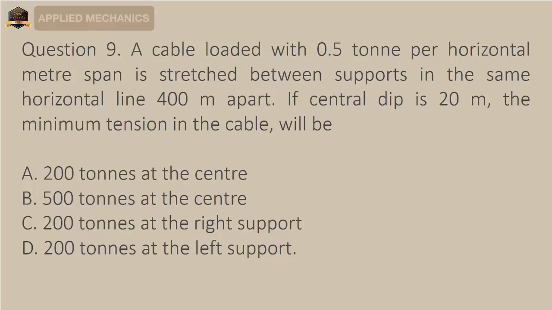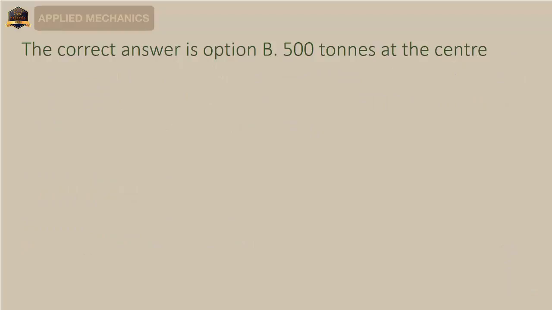Be doubled. Question 9. A cable loaded with 0.5 ton per horizontal meter span is stretched between supports in the same horizontal line 400 meters apart. If central dip is 20 meters, the minimum tension in the cable will be: A. 200 tons at the center. B. 500 tons at the center. C. 200 tons at the right support. D. 200 tons at the left support. The correct answer is option B, 500 tons at the center.